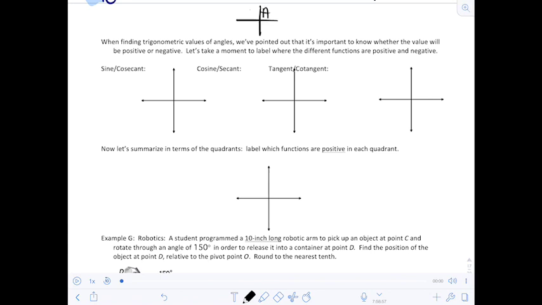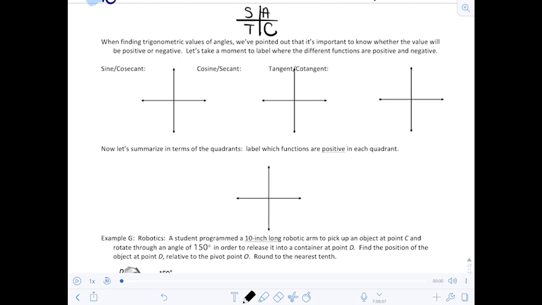This is my little always study trig carefully. It kind of breaks it down. So let's just look at the signs once again. Finding trigonometric values of angles. We pointed out it's important to know whether the value will be positive or negative. So we're going to take another minute and label where the different functions are positive and negative.